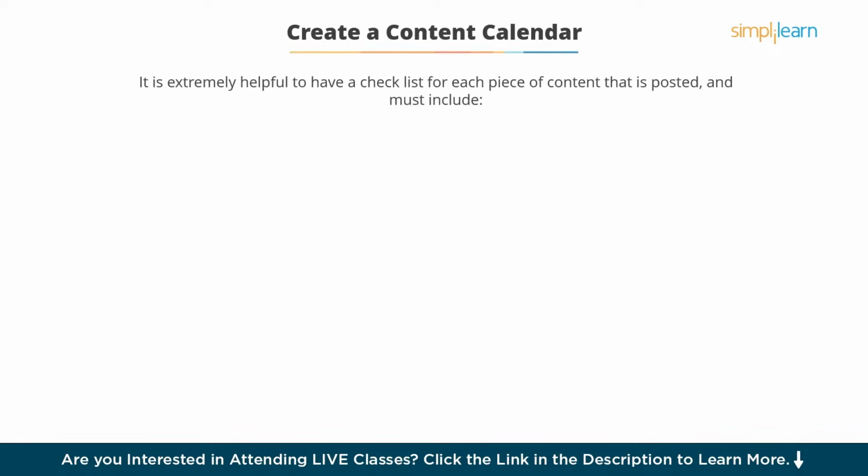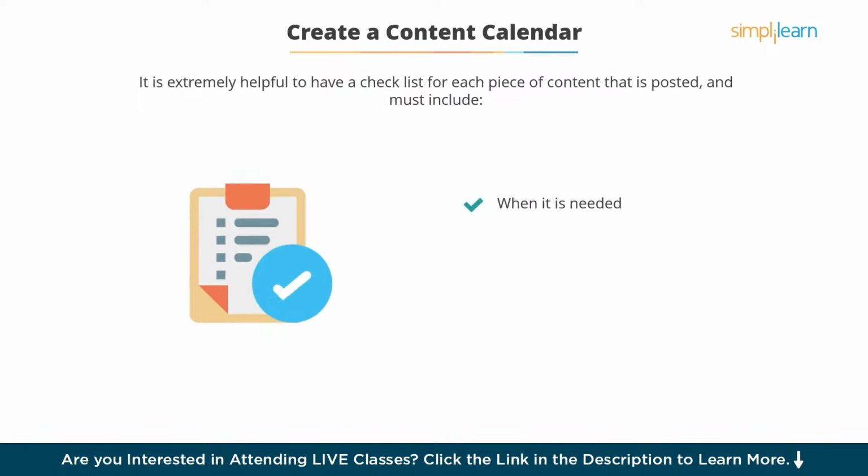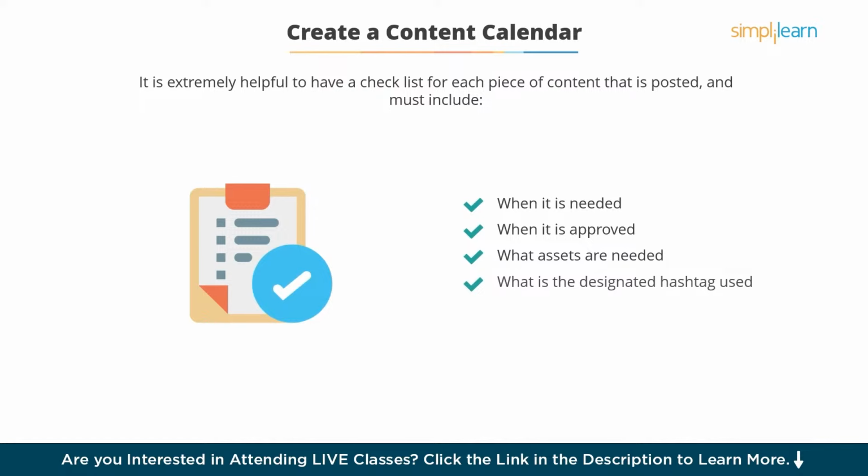I find it extremely helpful to have a checklist for each piece of content that is posted, when that content is needed, when it is approved, what assets are needed, such as images or video, what is the designated hashtag that will be used, what is the specific conversion point, like link text or button text, and also, is the link to the conversion point verified? Then, how will this be measured?